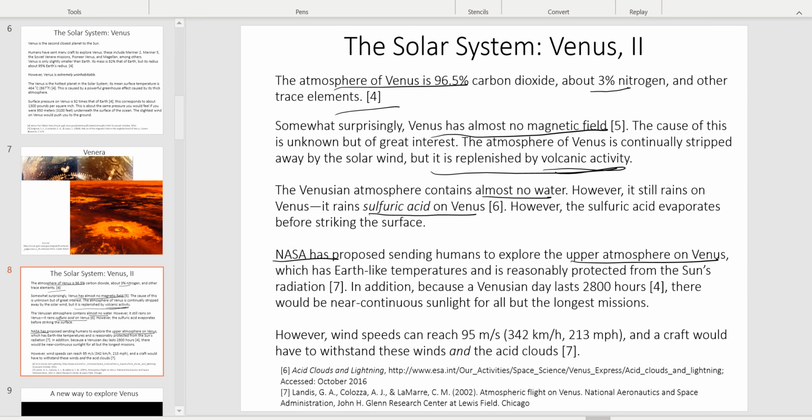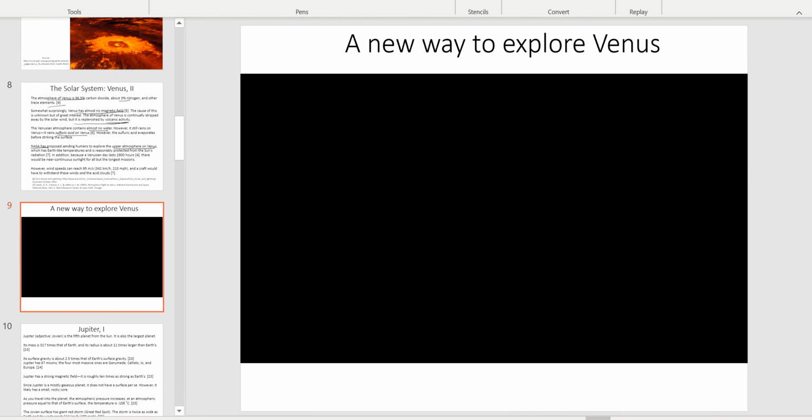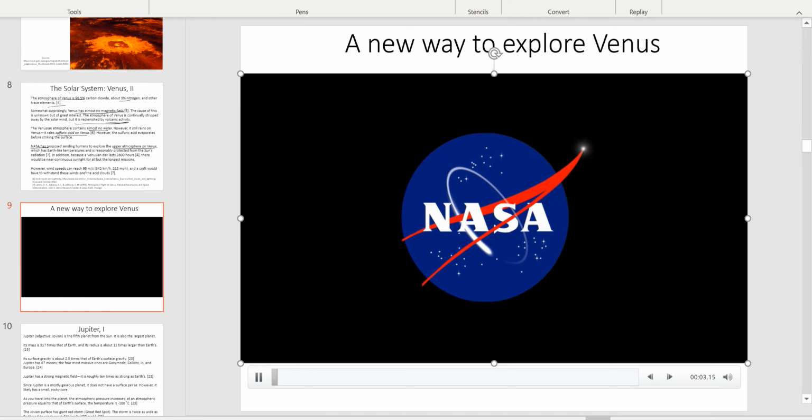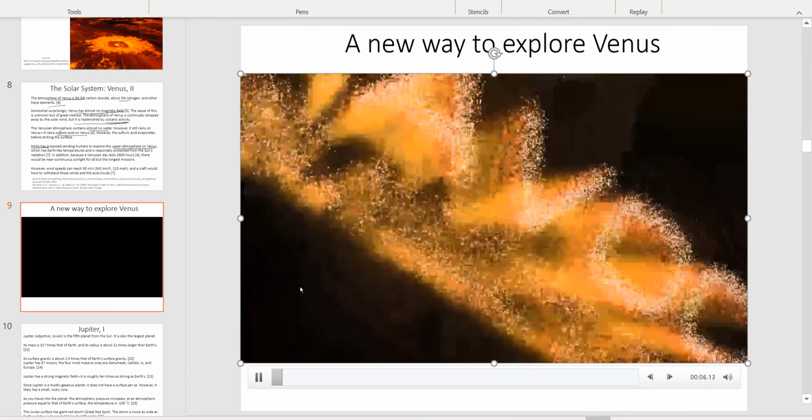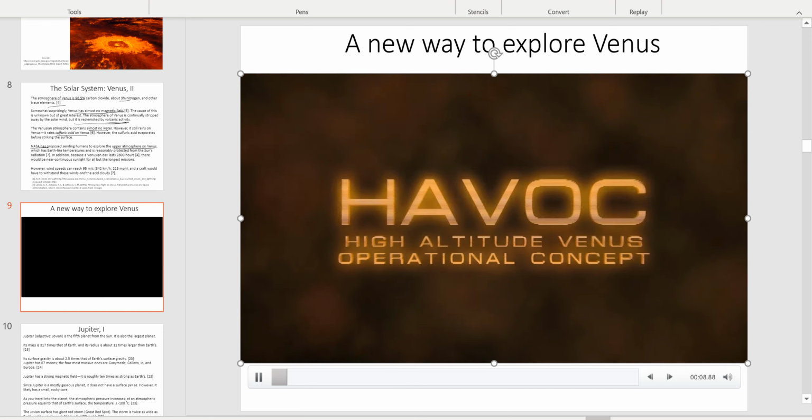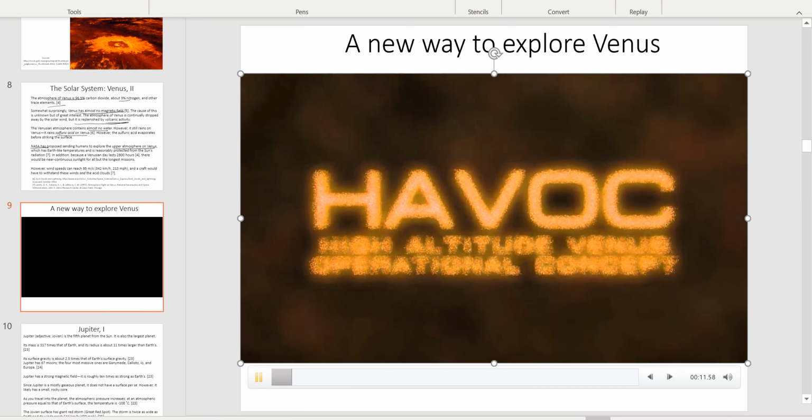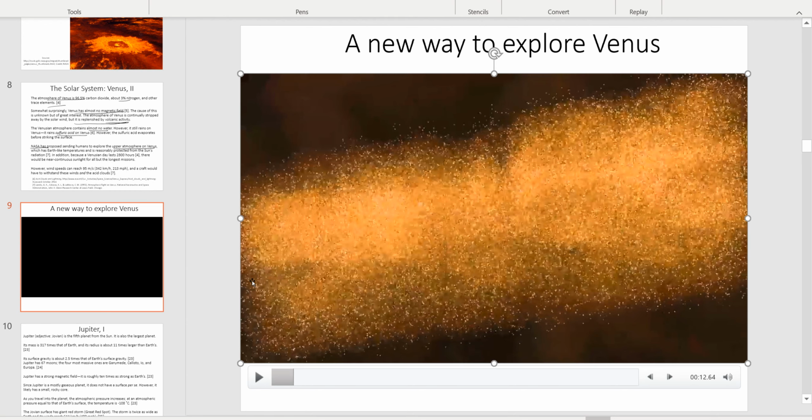I'm going to put a video of this proposed craft on Blackboard. I'm not going to actually play this video for you, except maybe the first few seconds, just so you know which video is which. This video here depicts the craft that I mentioned. This is a hypothetical craft that might be sent to the upper atmosphere of Venus, called the High Altitude Venus Operational Concept. Okay, I'm not going to play the video for you for the sake of brevity, but it's on Blackboard. So please stop this video temporarily and watch A New Way to Explore Venus, and then come back to this point.